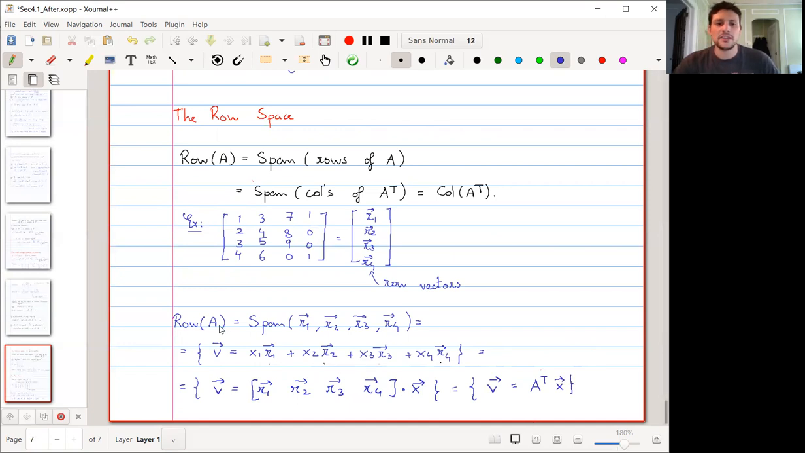So the row space of A is equal to the set of vectors v, such that v can be written as A transpose times some vector x.